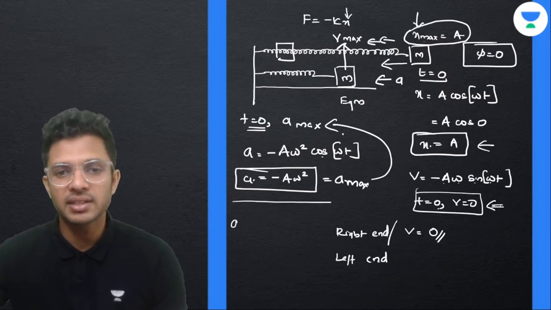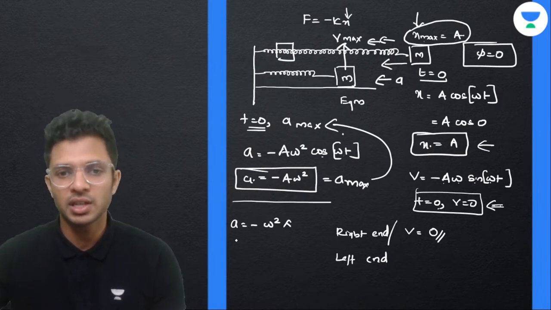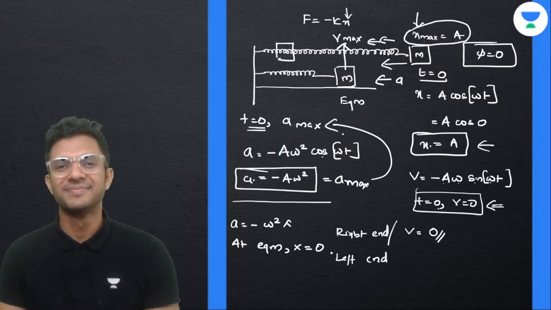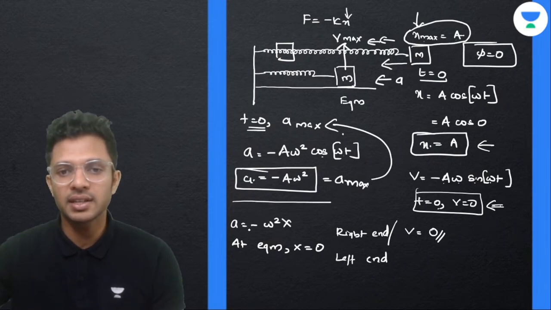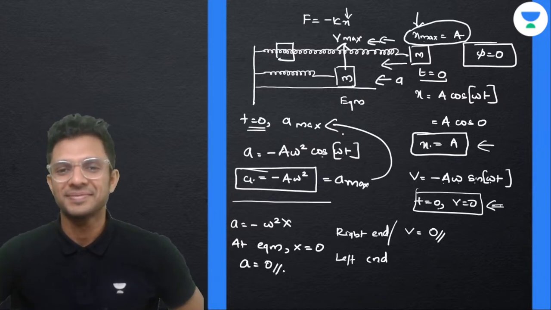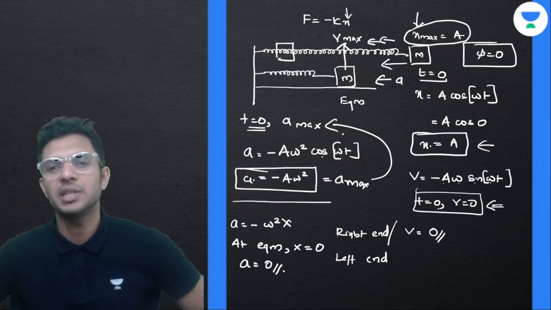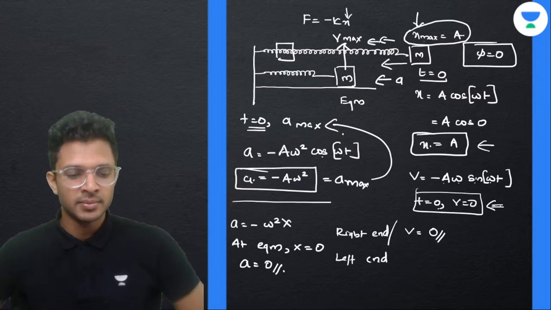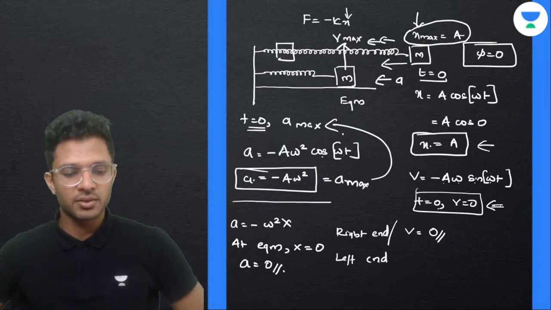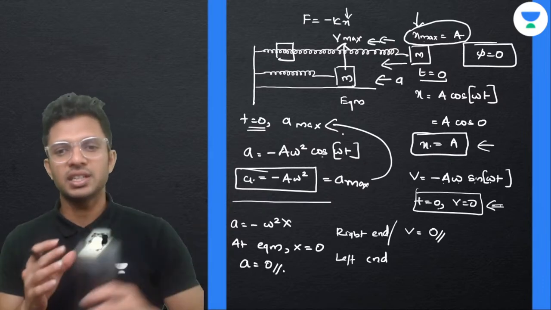We all know the acceleration formula is minus omega square into x. At the equilibrium position, the value of x is 0. When the value of x is equal to 0, acceleration is equal to minus omega square into 0, so acceleration will be 0. Matlab, at the equilibrium position, acceleration 0 ho jayega, lekin speed to maximum ho jayega. Right? Samajh mein aa gaya?